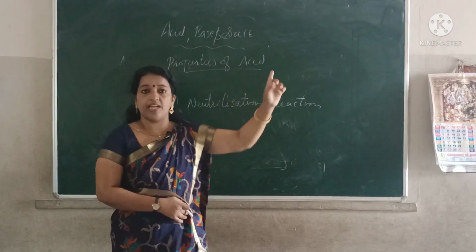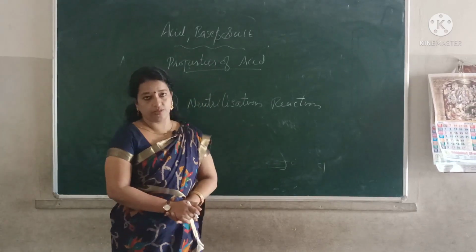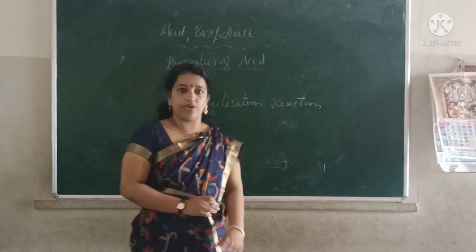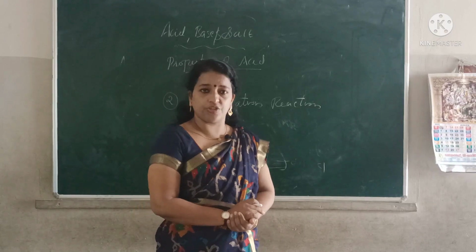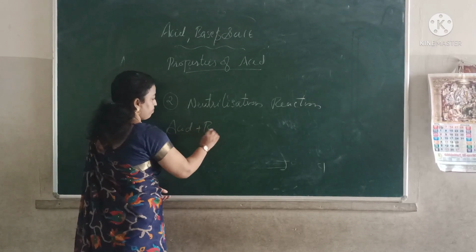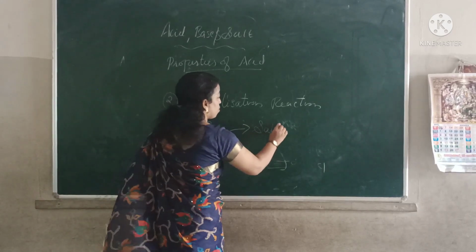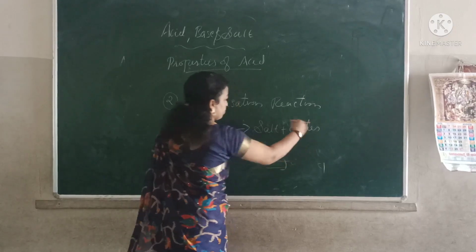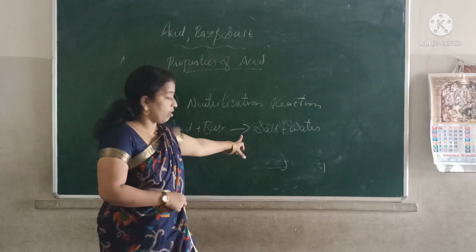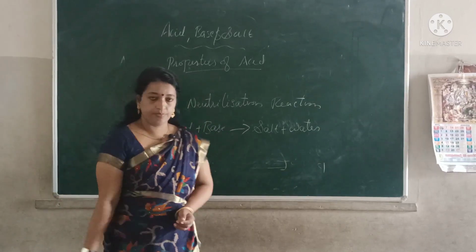Now I am going to explain the second property of acid. The first property I already explained with an experiment successfully. The next property of acid is the neutralization reaction. I think you already heard this word in 7th class, right? What do you mean by neutralization reaction? Simply we can say that when an acid reacts with a base, it gives salt and water. Any acid reacts with any base, the products formed are salt and water. That reaction we call a neutralization reaction.